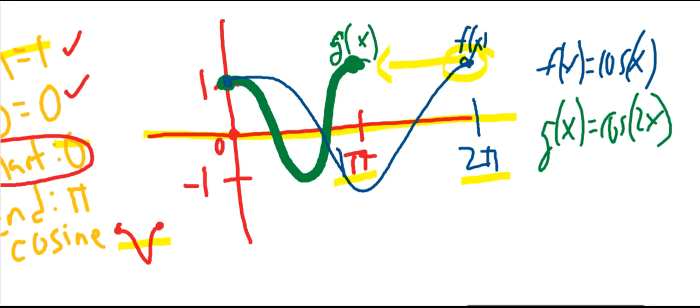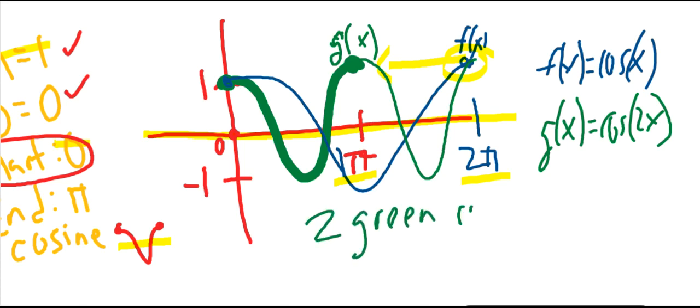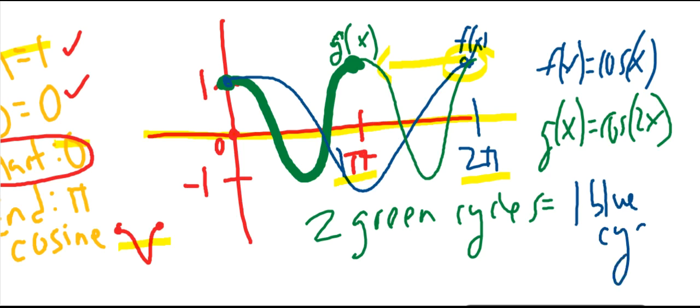So if you really think about it, you'll actually have 2 cycles. So let's see, 2 green cycles is going to equal 1 blue cycle, or repetition if you want to think of it like that. So for every 1 blue that it takes to go from start to end, it's going to take the green one 2 of it. This is going a little bit advanced, but that's basically what's going on here.